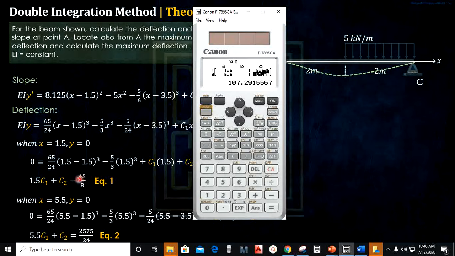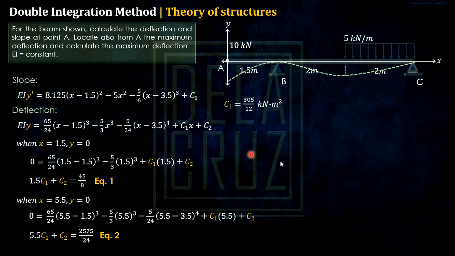By the way, in equation 1 the arrangement has C1 first, so the C1 coefficient should also come first here, then C2 next, C2 here as well. Take note. Then, pressing equals, this is our C1, and this is our C2, which is just 32.5. The unit of C1 is kilonewton meter squared; you can check that by unit analysis. And the unit of C2 is kilonewton meter cubed.